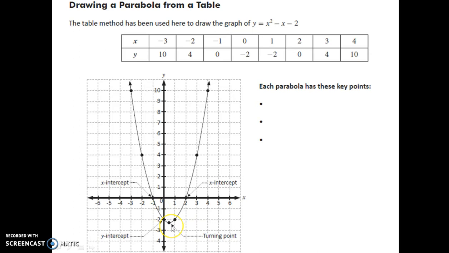And here it says labeled as the turning point, but this is more commonly called the vertex, where the graph changes direction. So parabolas have these key points: two x-intercepts, a y-intercept, and a turning point or vertex.